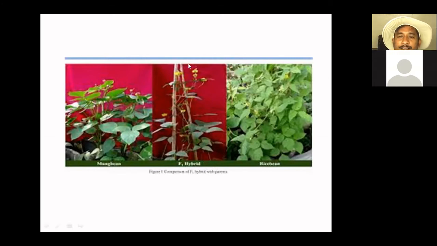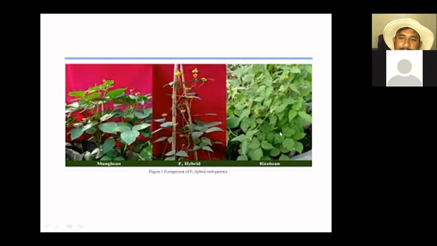So what we do is we double the chromosomes of this one, using tissue culture. We double the chromosomes with colchicine treatment, and then the tetraploid is not sterile. It gives pollen, and we will get pod set on that. So we use it for the breeding program.